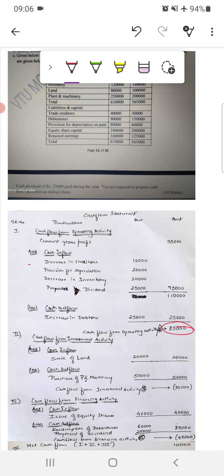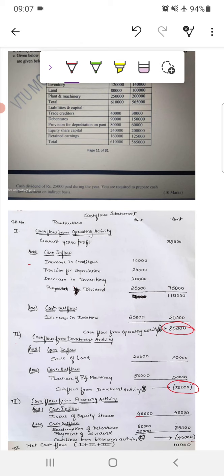Okay. Then we have to close the investment activity. So cash inflow is 20,000. There is nothing else. So 20,000 outside. Cash outflow is 50,000. There is nothing else again. So 50,000 outside. So 20,000 minus 50,000 gives you minus 30,000. So your cash flow from investment activity would be minus 30,000.